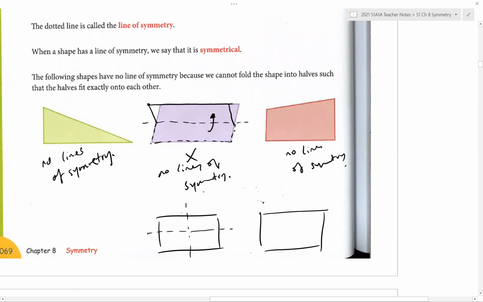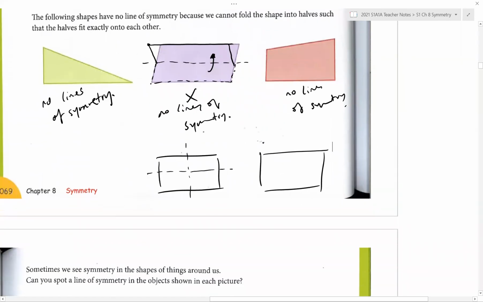Only vertical and horizontal. But for a square, we've got horizontal, we've got vertical, we've got diagonal also. The square is special. There are four lines of symmetry here.